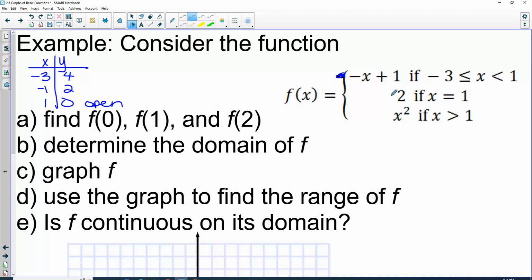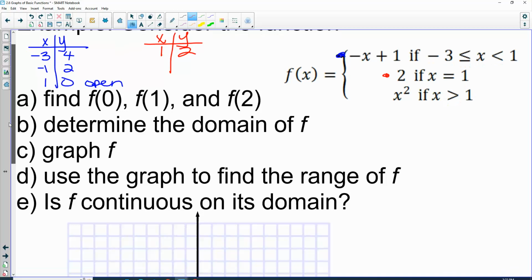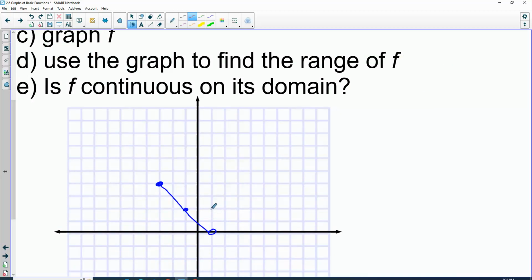The second piece, that was a little harder. What x can we plug in? 1, and that's the only x we can plug in. What do we get out when we plug that in? So how do we plot that? 1, 2, and that's the only x value it works for, so it's just a single dot on my graph.